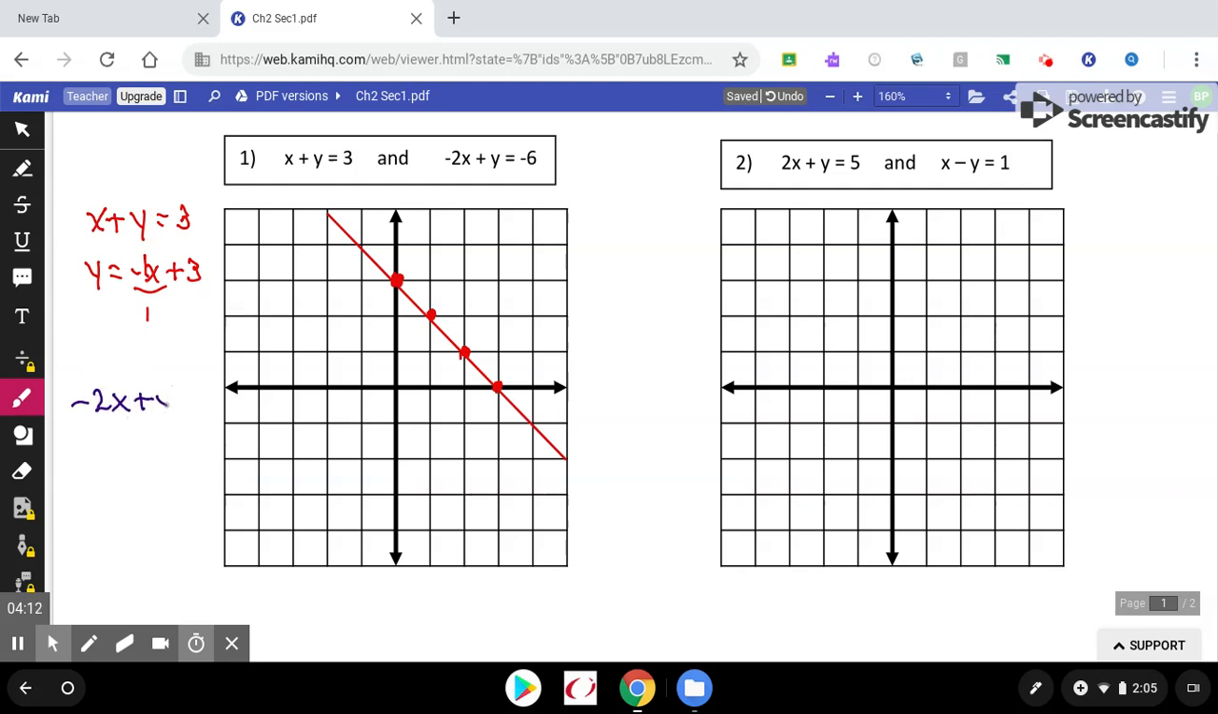Second equation. Again, got to have y by itself. How do I get that -2x to the other side? I got to add them, which means the sign would change. So let's see. Once again, I've done a terrible job with my graph, because if the y-intercept is -6, can you guys tell me what's wrong with that?